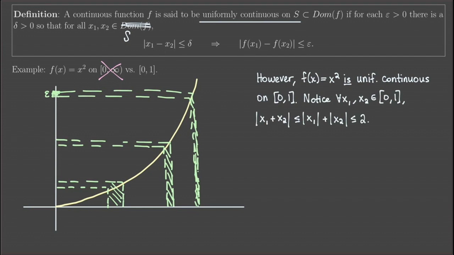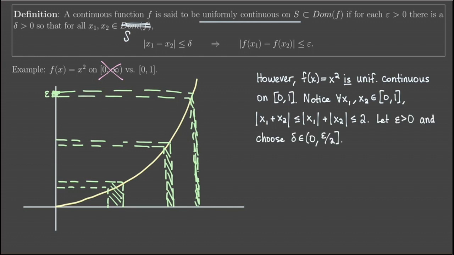For any choice of x1 and x2 in our domain, the size of their sum you can break apart using the triangle inequality and say that's less than or equal to the size of the first one plus the size of the second one. But since we're in a bounded domain this time, those numbers aren't going to get arbitrarily large. In fact, that sum is less than or equal to 2.